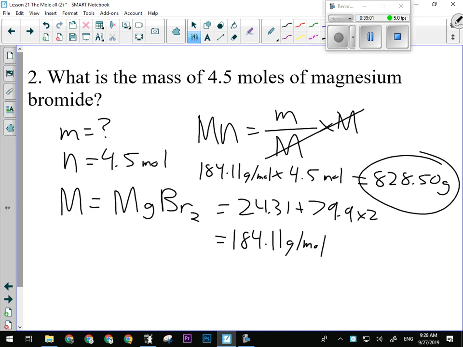Multiply them. Exactly. If somebody asked you, you have 4 dozen donuts, how many donuts do you have? You would automatically go 4 times 12. It's the same here. You have 4.5 moles, 4.5 times Avogadro's number, and you've got the number of moles. Sorry, the number of molecules. Okay?